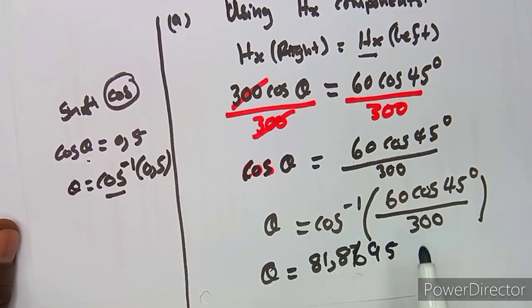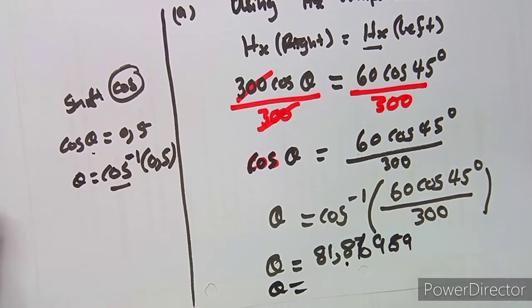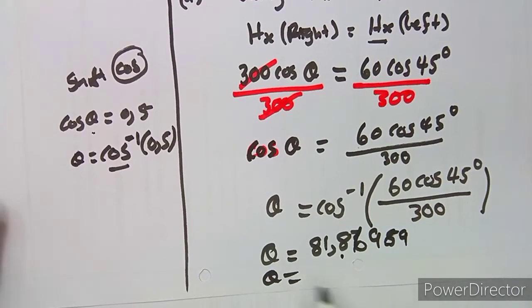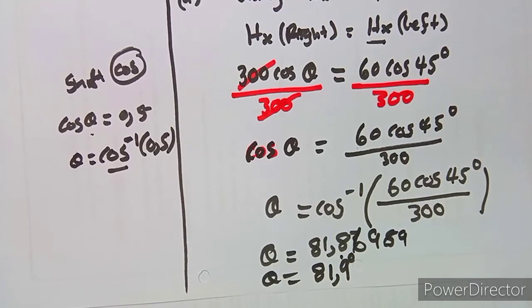I rounded off earlier. It's 98 there, not 589. This is what I obtained there. Then I just put this to 1 decimal place, depending on the degree of accuracy in your question paper. In this case, I'm just going to use 1 decimal place, which is 81.9 degrees. Mostly they use 3 decimal places. Okay, anyways, let's continue this part.